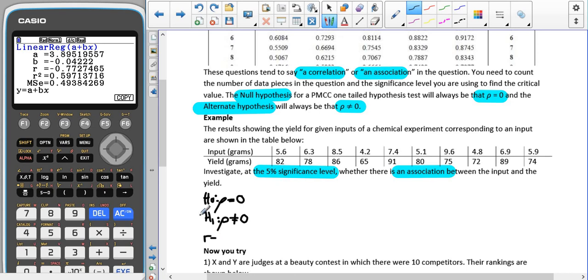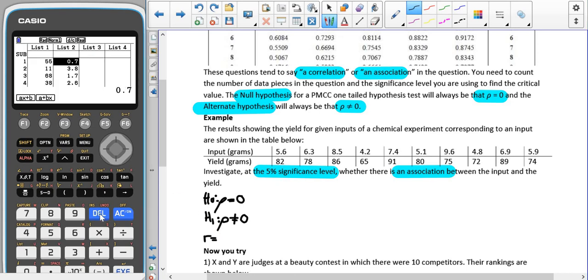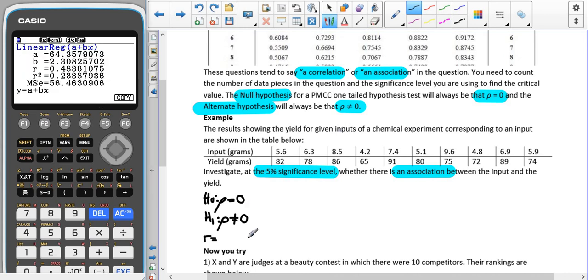So then again in our calculator we need to go back, delete what we already have in there, and input this new data into the calculator, putting your input into list 1 and your yield into list 2. So you can see there I've just typed all my values into my calculator and double checked them. If you've gone all the way back, remember it's calc reg x then a plus bx. And this time our R value comes out as 0.484 to 3 significant figures.